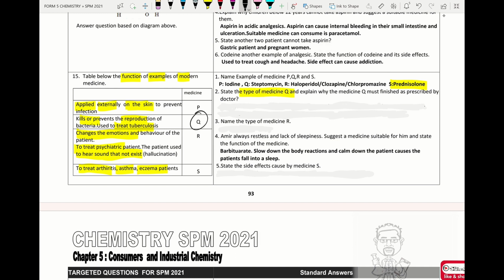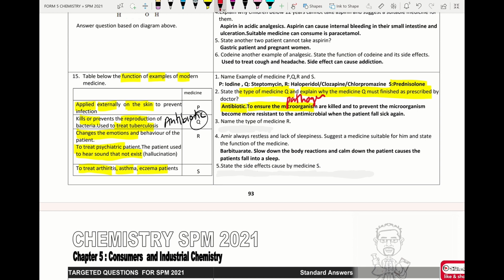Our next one, the medicine type Q. Medicine type Q will be antibiotic. This antibiotic must be finished as prescribed by the doctor. Why must the antibiotic be finished as prescribed by the doctor? Please remember the answer. State the function of medicine Q: medicine Q is antibiotic. Explain why medicine Q must be finished as prescribed by the doctor: to ensure all the microorganisms or pathogens are killed.